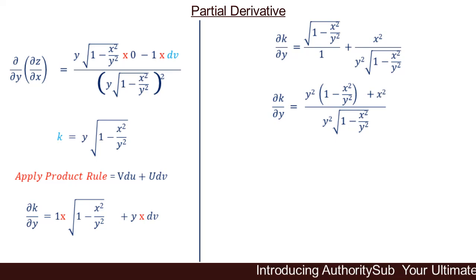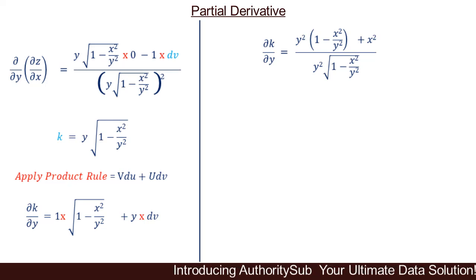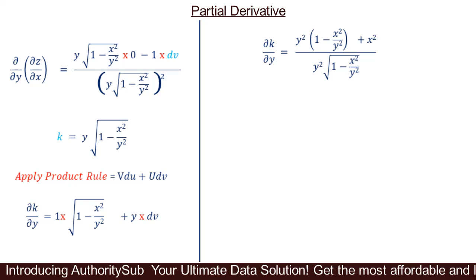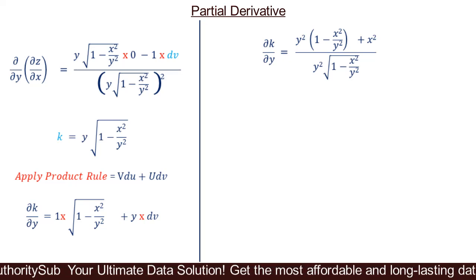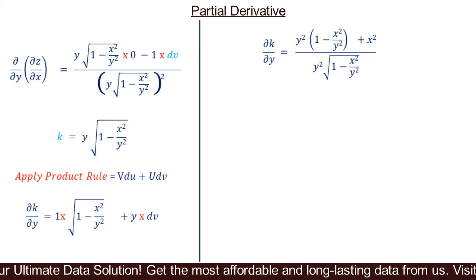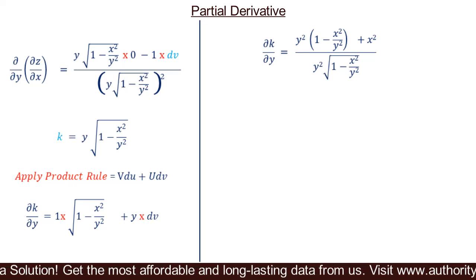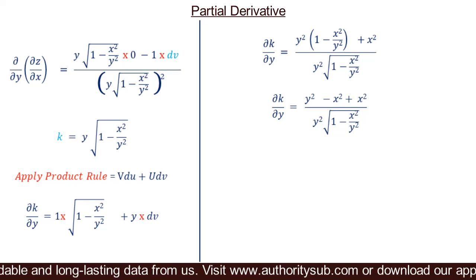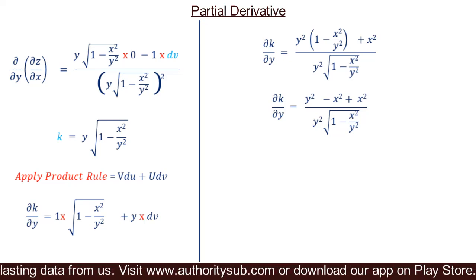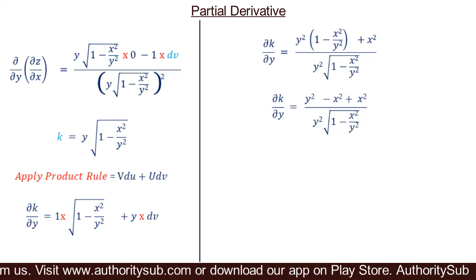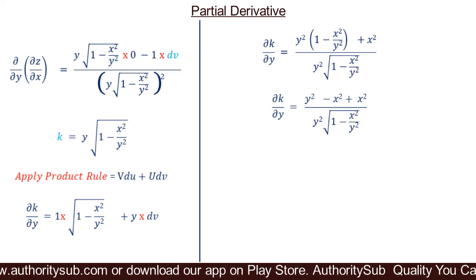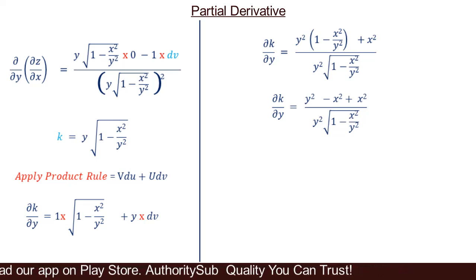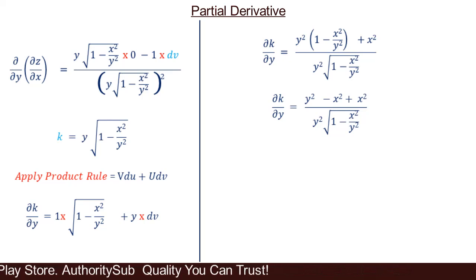All right. So when we combine these two together, we have that the partial k all over partial y is equal to y squared, open bracket, 1 minus x squared all over y squared, plus x squared all over y squared, over square root of 1 minus x squared all over y squared. Are we together? Yes. Now in the numerator, let's open the bracket. When you say y squared multiplied by 1, it is going to give you y squared. And when you say y squared multiplied by x squared all over y squared, the y squared is going to cancel the y squared, so we are going to have x squared remaining. Therefore, we are going to have y squared minus x squared plus x squared all over, in the denominator, y squared, open bracket, square root of 1 minus x squared all over y squared.